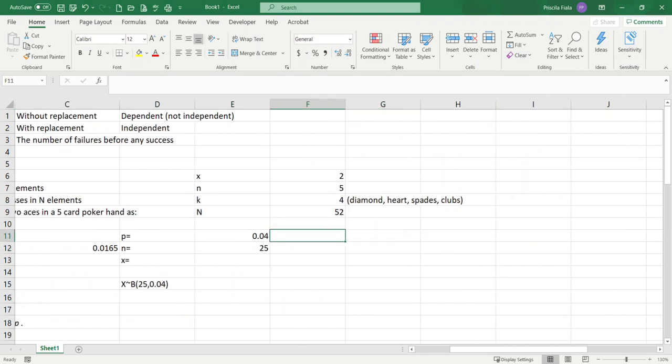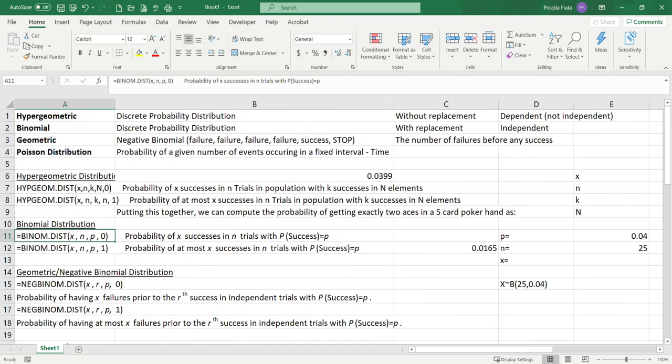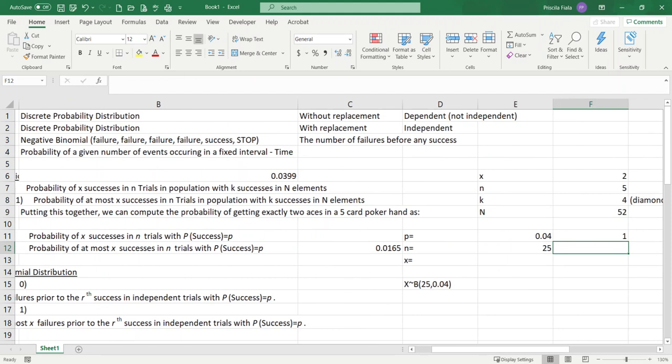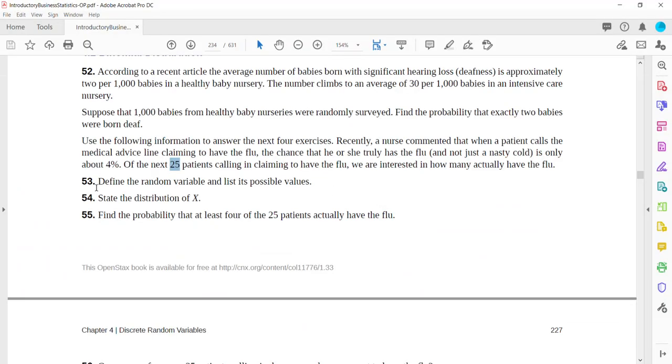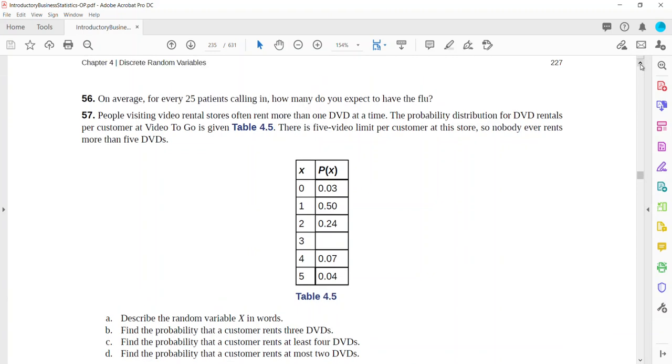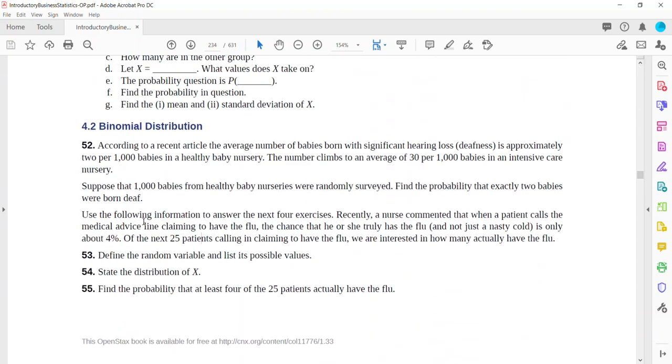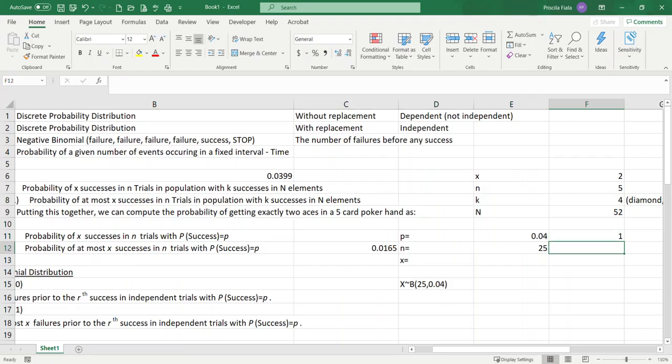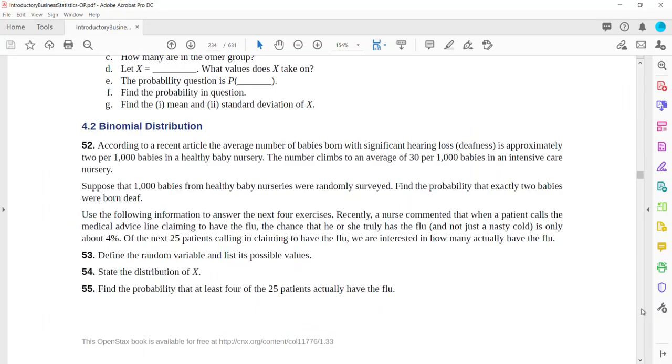Which I already answered here. And now for the last one, where's the last one? On average, for every 25 calling in, how many do you expect to actually have the flu? It says right here, of the 25 claiming, only about 4% actually have it. So you're going to do, which I already did before, 25 times 4%. It's one patient. And you would be done with problems 52 all the way to 56.